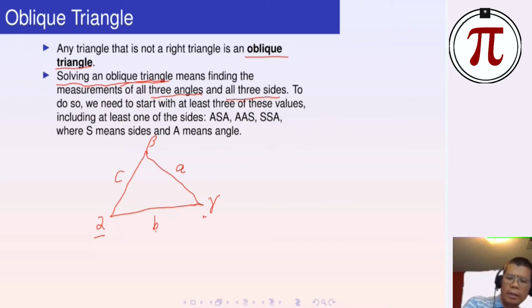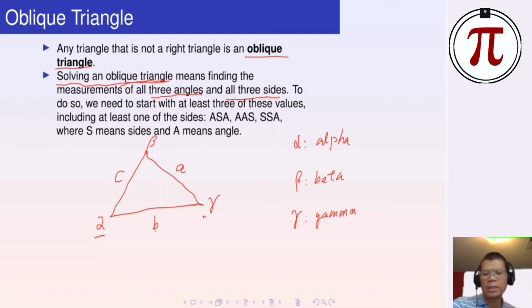Now here alpha, beta, and this is gamma. These are Greek letters. We usually use Greek letters for angles, right? We can use Greek letters to represent angles. And A, B, C are the sides, the lengths of the sides, the measurements of the sides. Okay.